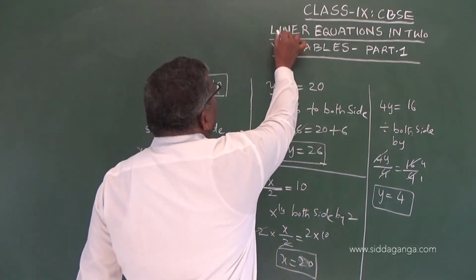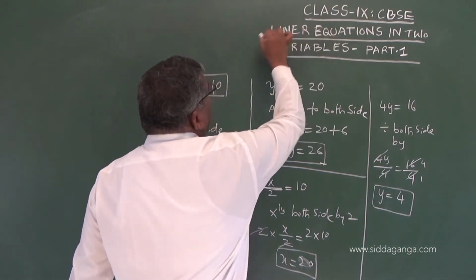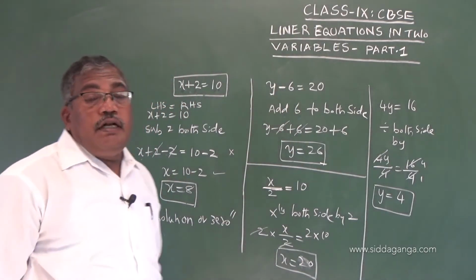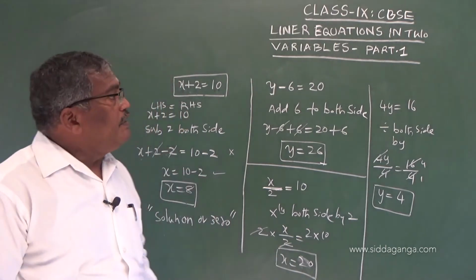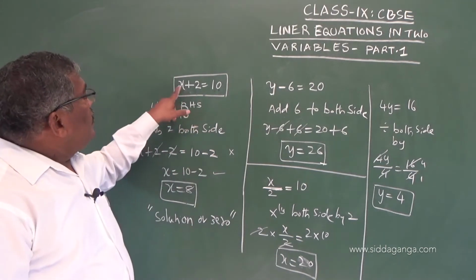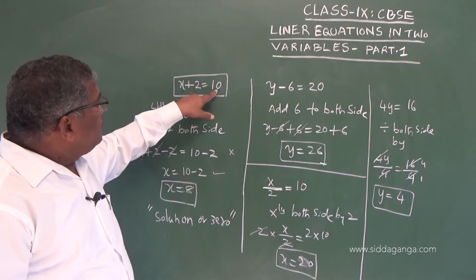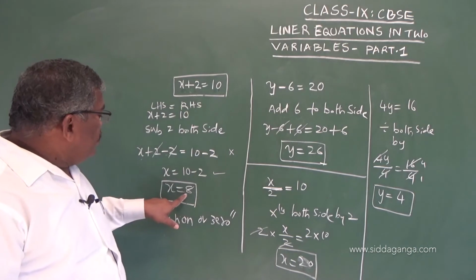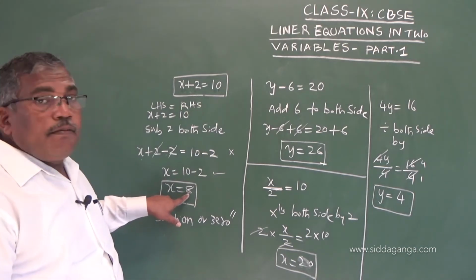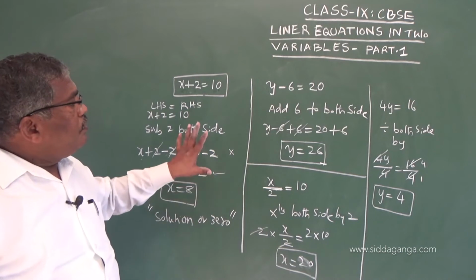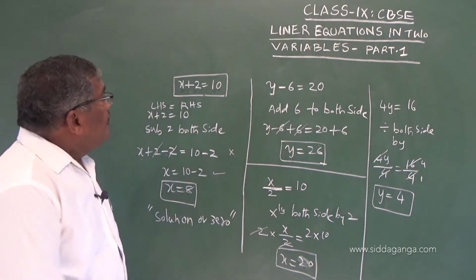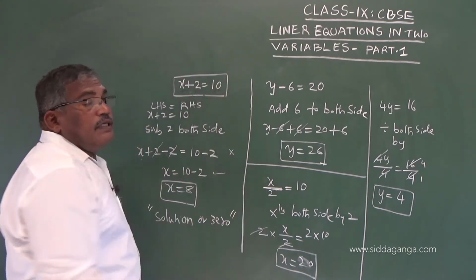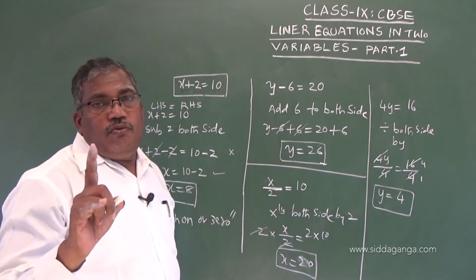And equations with degree 1 are known as linear equations. The word linear means it will produce a straight line. So with a single variable, x plus 2 is equal to 10, we will get the zero as x is equal to 8. An equation with one variable will always have one zero.